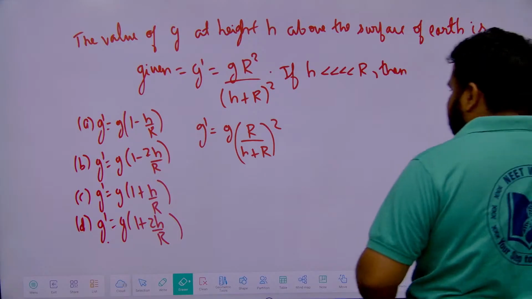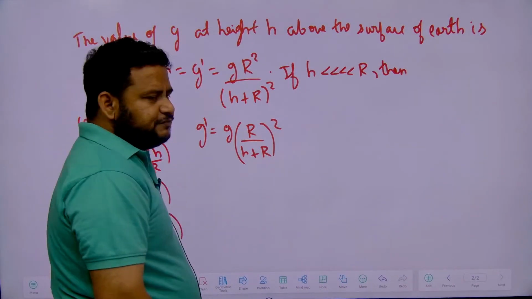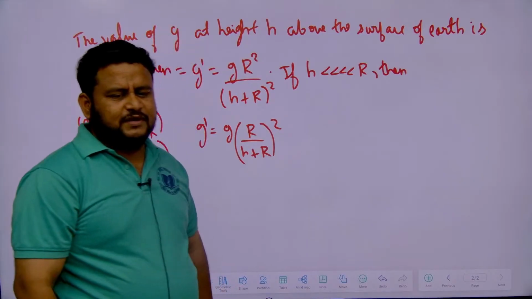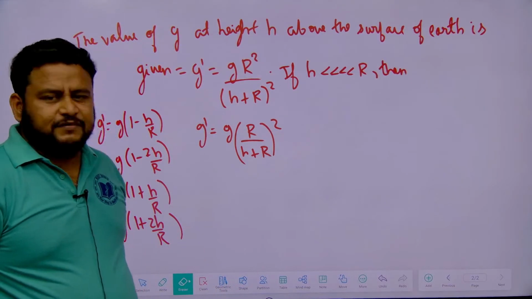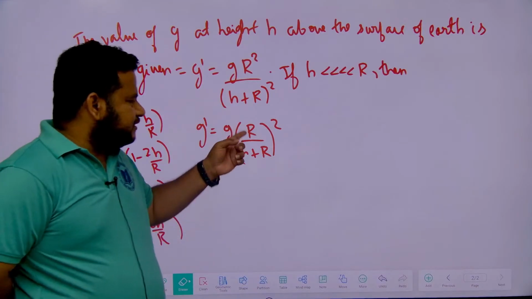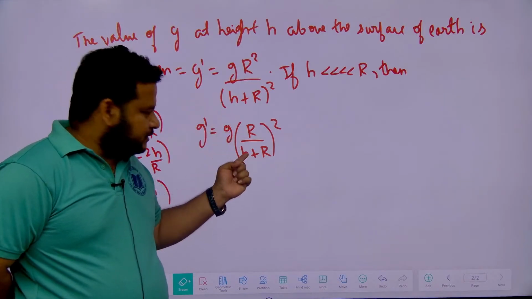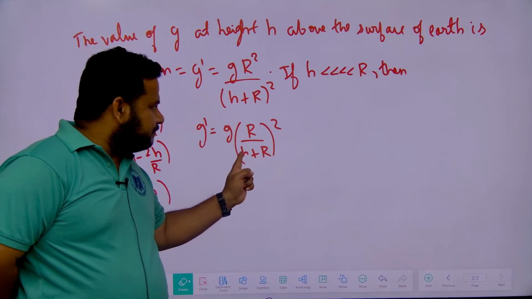Okay, this is correct only. Now what we will do is, throughout we will divide by R. If I divide numerator and denominator by R, R by R will become 1.